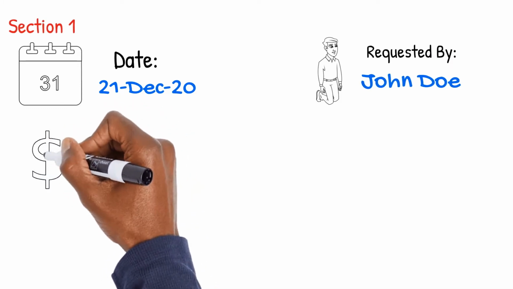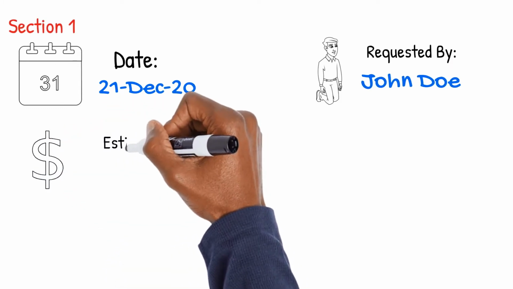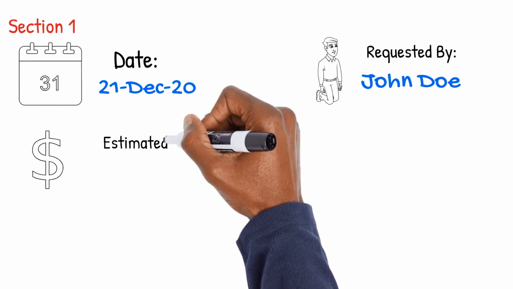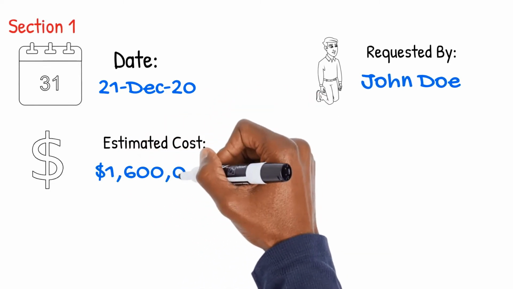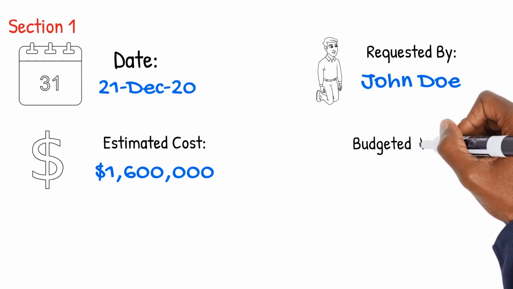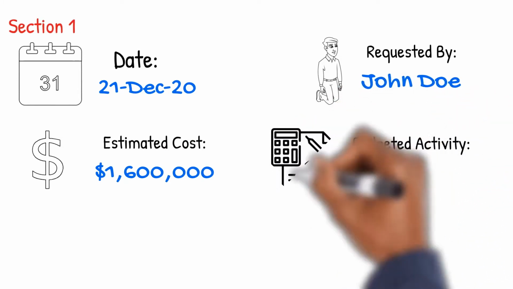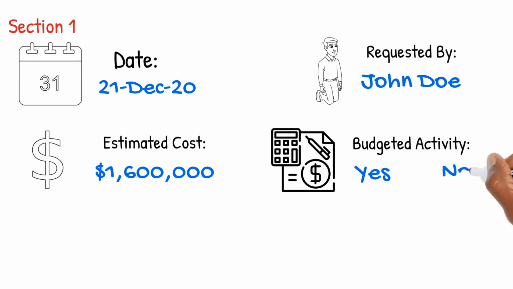What is the estimated cost of the project? State the estimated cost in the respective currency. Example, $1,600,000. Is this purchase a part of your approved budget? Yes or no? Tick whichever is appropriate.